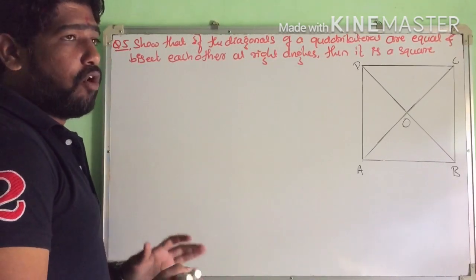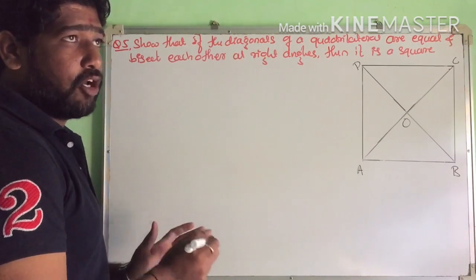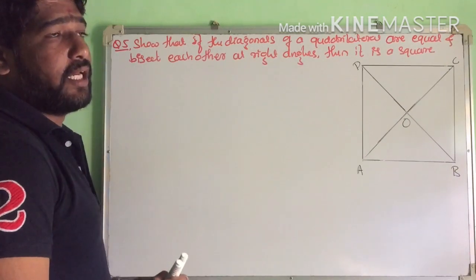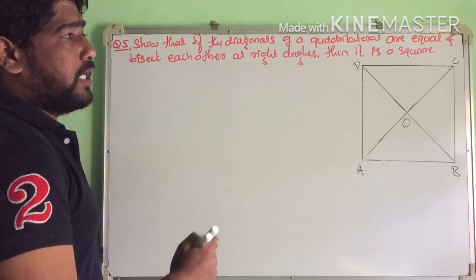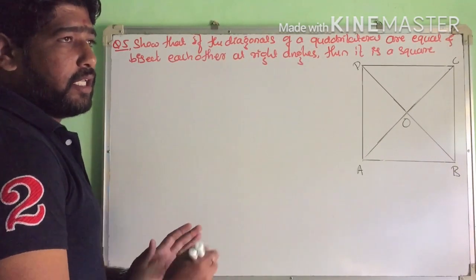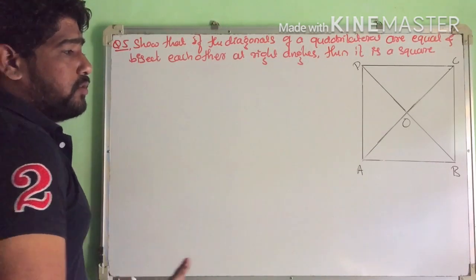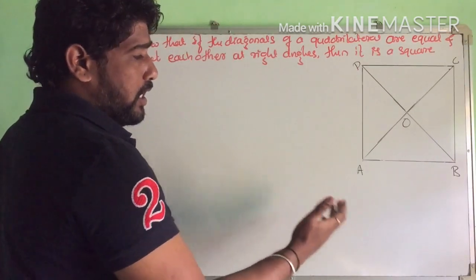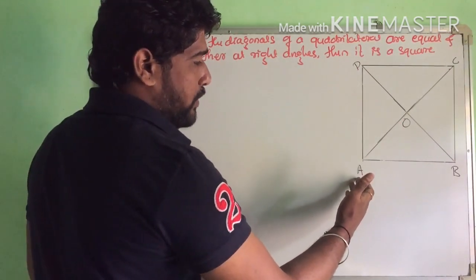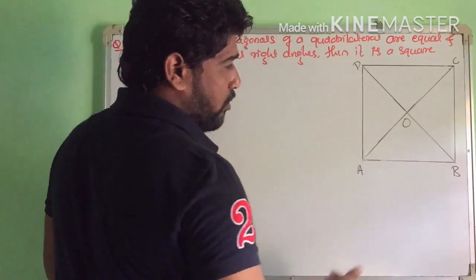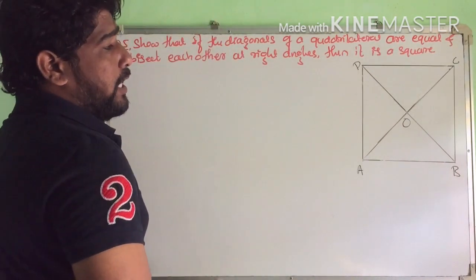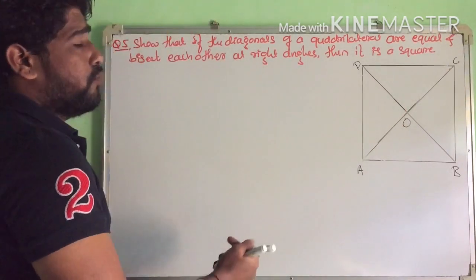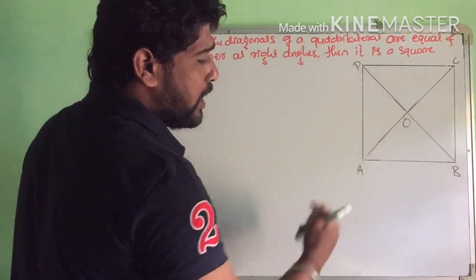So here they given a quadrilateral. In that quadrilateral the diagonals are equal and the diagonals also bisect each other at a right angle, then it is a square. So that quadrilateral is a square we want to show here. For example, ABCD is a quadrilateral. In that quadrilateral diagonals are equal. It means AC is equal to BD. The diagonals are equal and they bisect each other, meaning here is a right angle. So we want to show that this ABCD is a square.